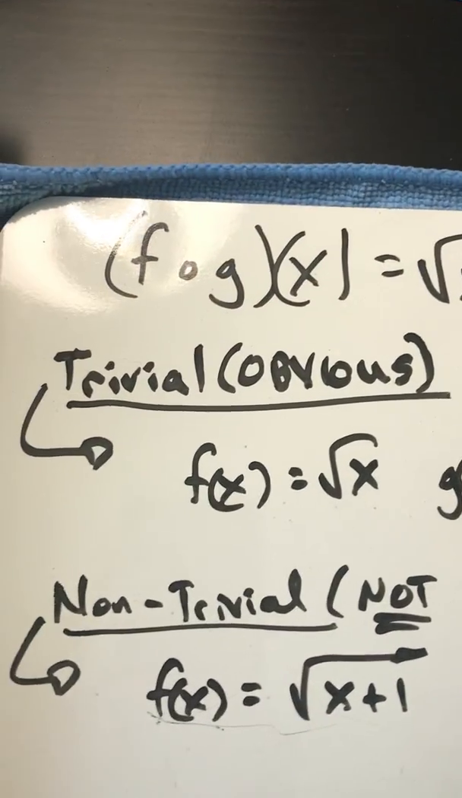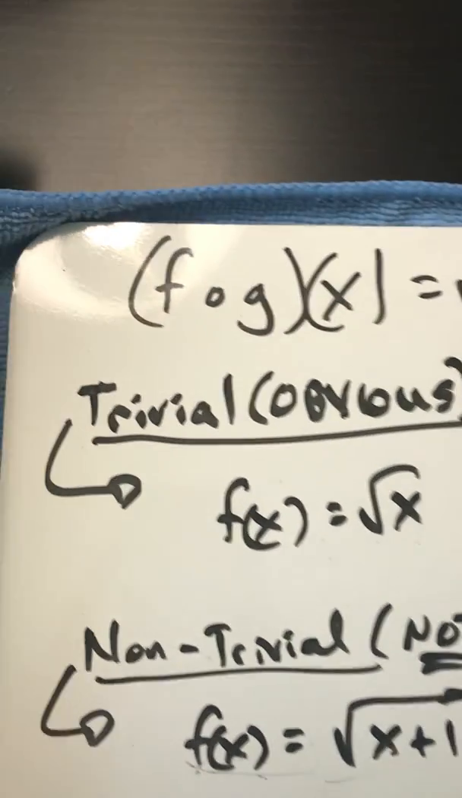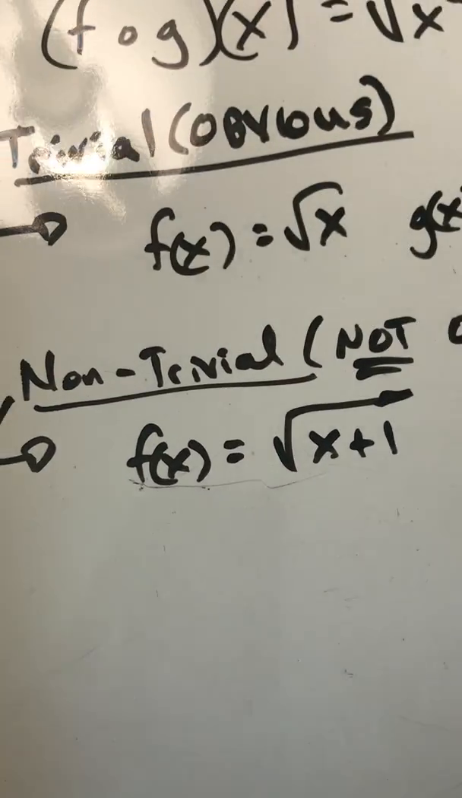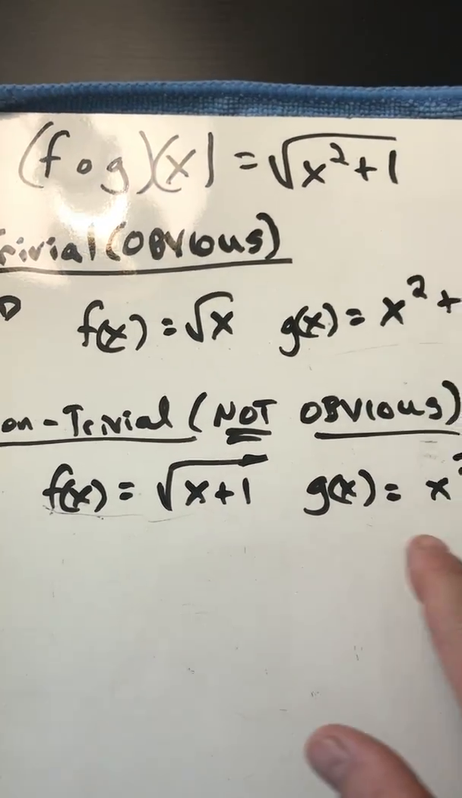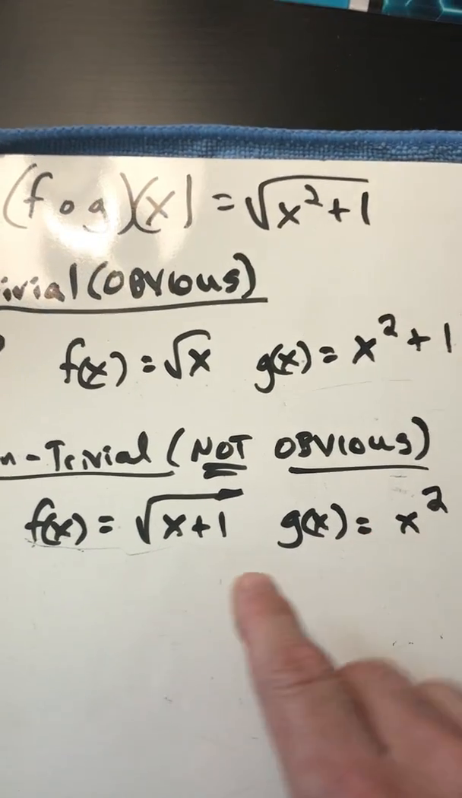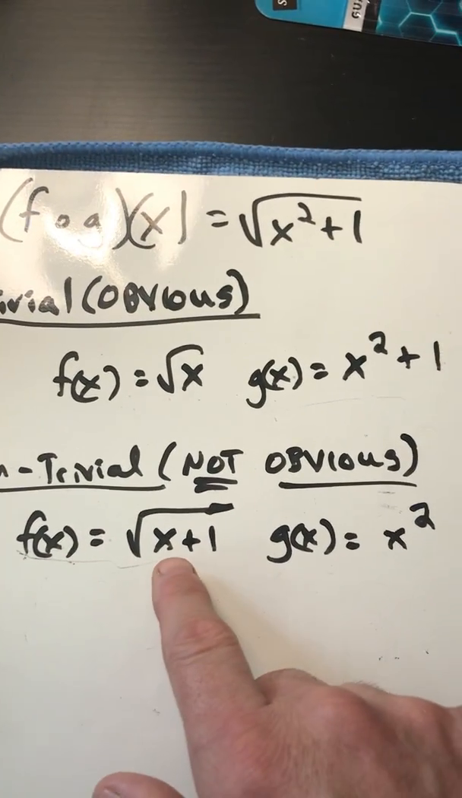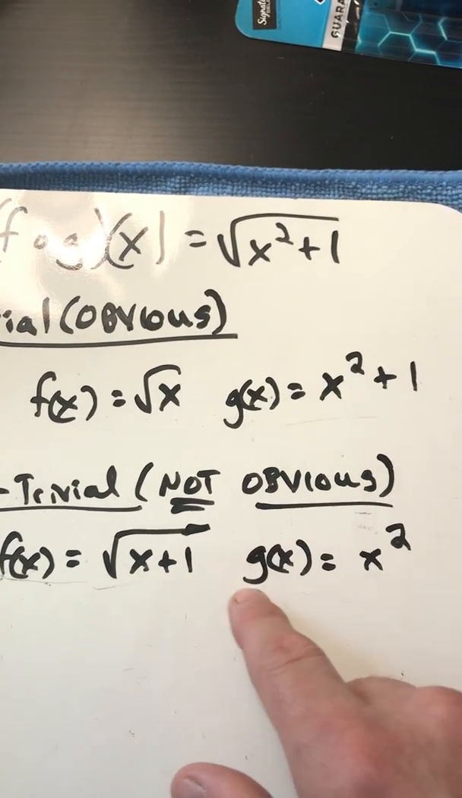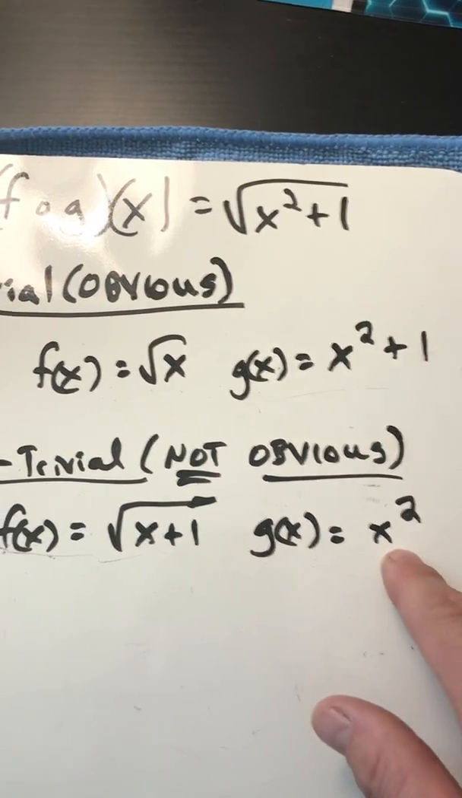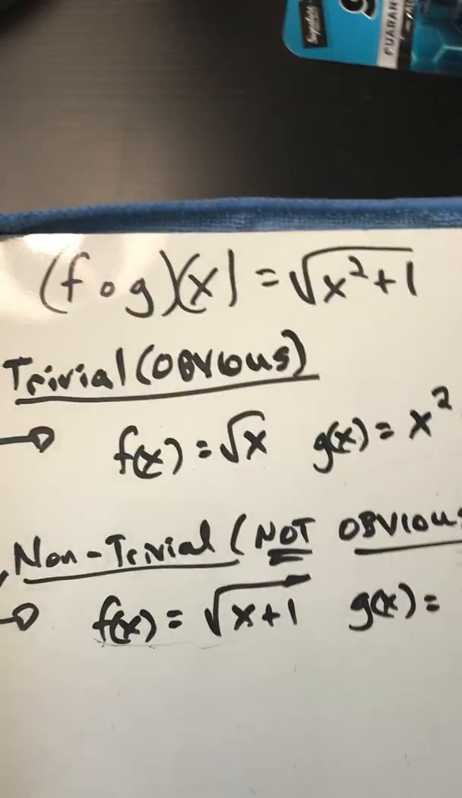But that's obvious. That's trivial. They don't care about that one. They would like you to think outside the box. How else could this composition be made up? Well, f of x could be the square root of parentheses plus 1, and then g of x is x squared.